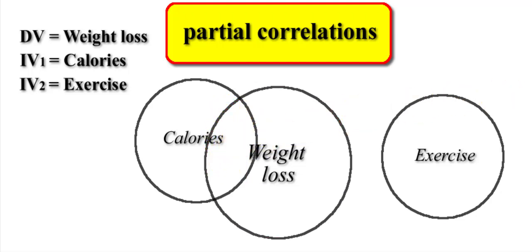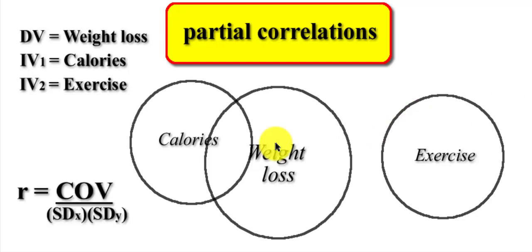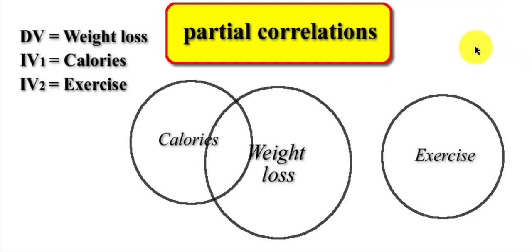And let me pull up the formula real quick to get the correlation from the covariance. Again, that football is the covariance. If you divide that by the standard deviation of your X, which would be your calories, times the standard deviation of your Y, which would be your weight loss, that standardizes it, and a standardized covariance is what we call a correlation. So that's what that is all about. But again, just think of them as correlations because it literally is. So again, shared variance.